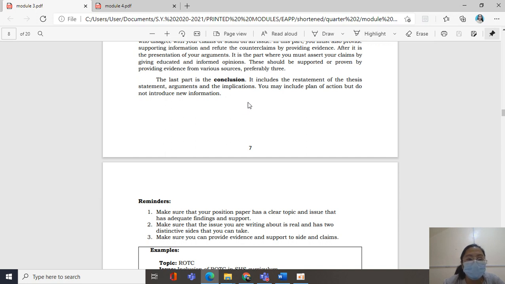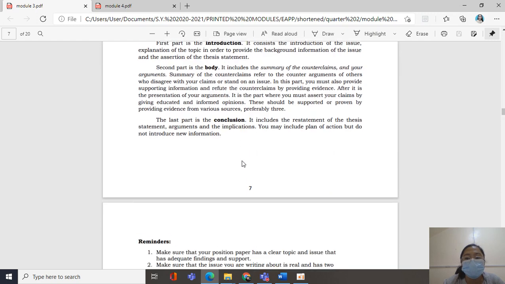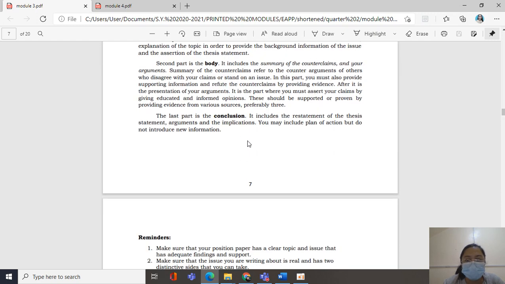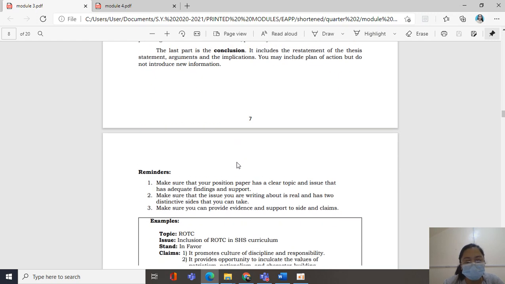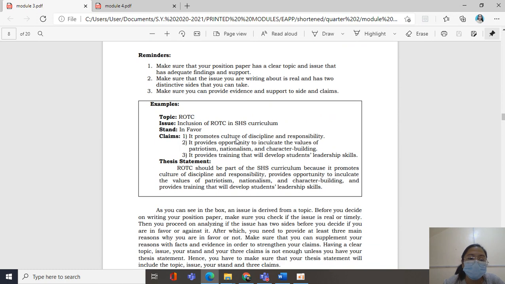It could be a quotation or a powerful closing question that would reach the hearts of your readers, and that will hook them to take it as effective writing. Okay, there are just some few reminders in writing your position paper.